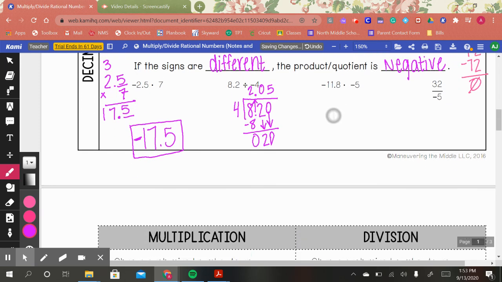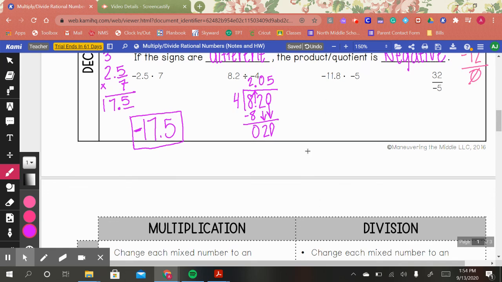All right, again, I have opposite signs, so I'm going to move down. My answer has to be negative 2 and 5/100. Okay. All right, moving on, we have another multiplication. This one is same sign, so my answer is going to be a positive answer. They threw that one in there to trick you.